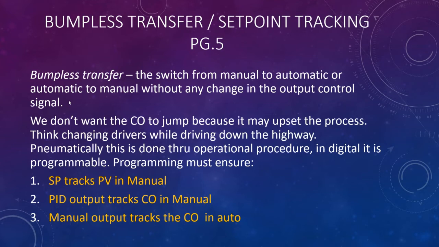So the way that this is overcome is with something called set point tracking. Basically what set point tracking does is it monitors either the set point that's input into the system or the output of the controller, so that when you're in auto or manual, either one, the other mode also is receiving the current signal, so that when you switch to it, it's already at that signal.